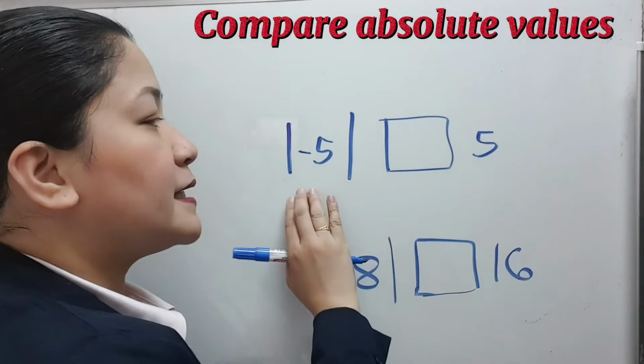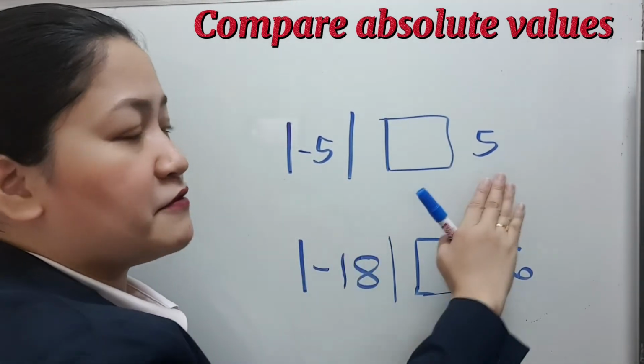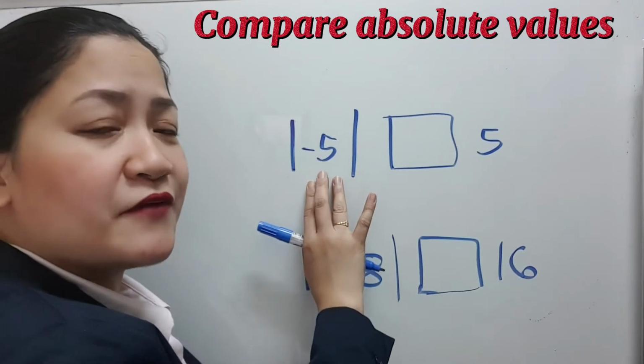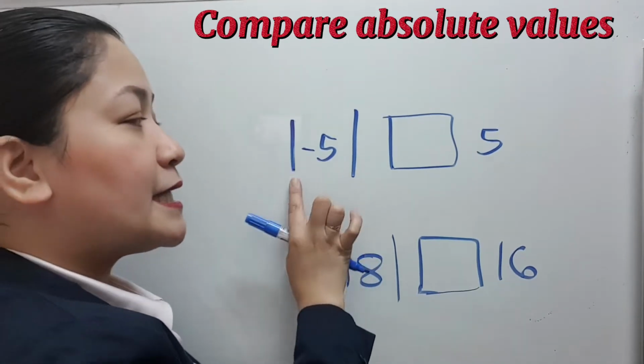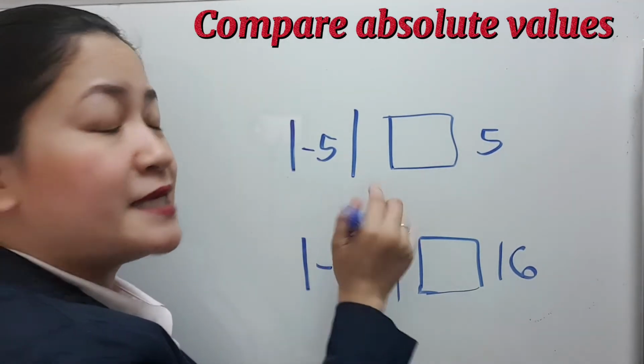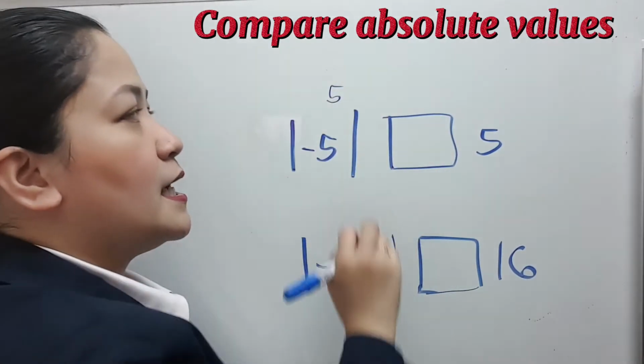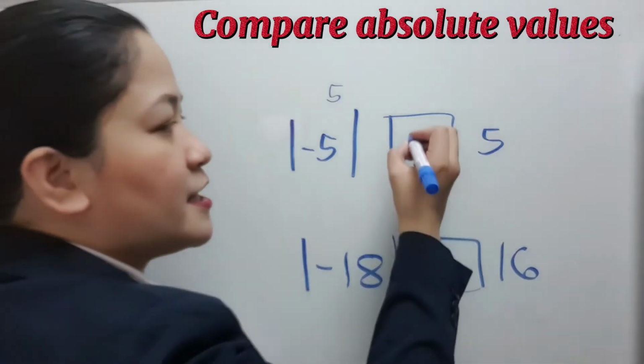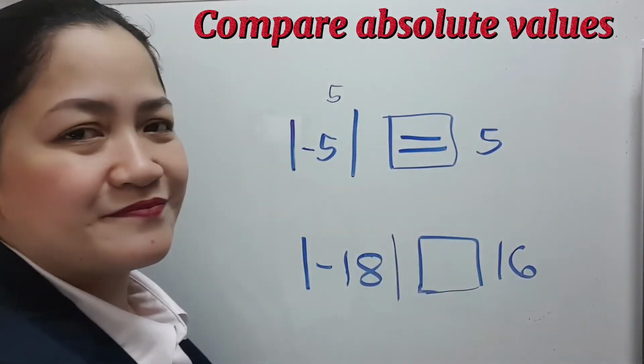Like this one, we have absolute value of negative 5 and 5. So let us first answer what this absolute value of negative 5 is. And the absolute value of negative 5 is 5. And then now let us compare. We have 5 and 5. That means they are equal.